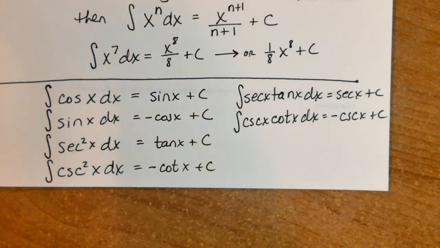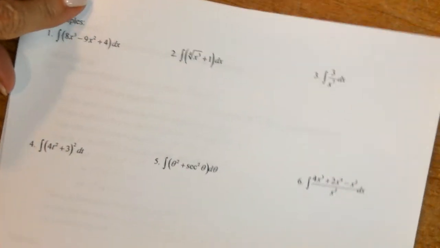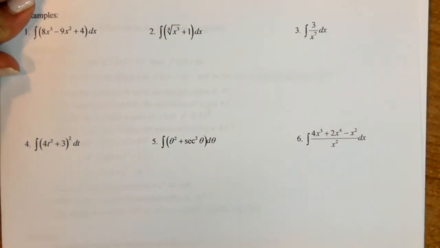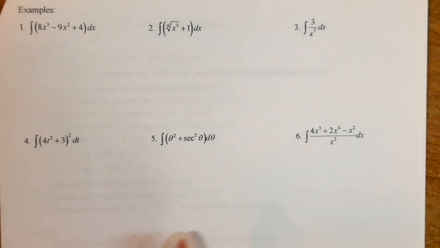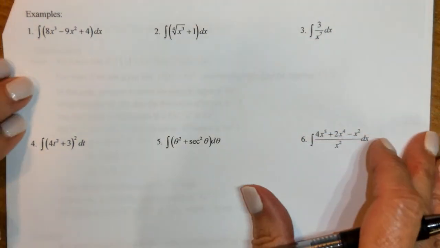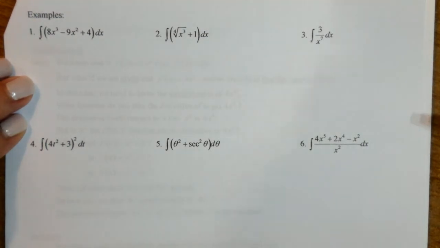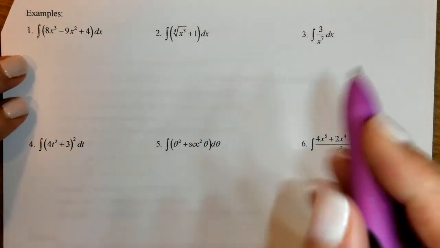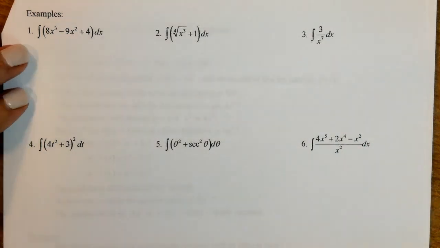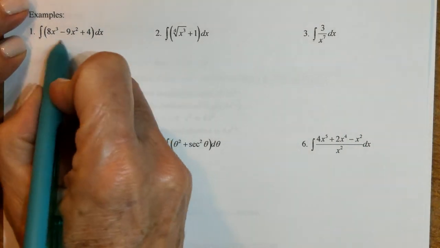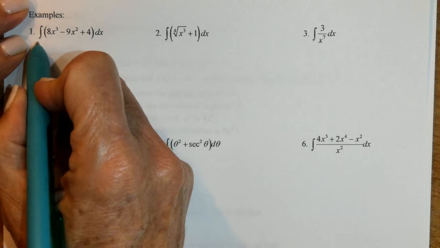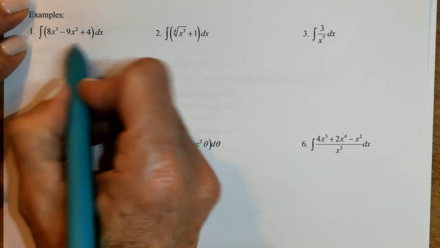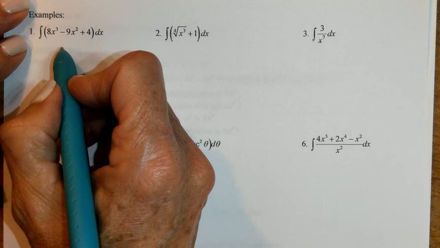All right, let's look at some more involved examples. So these are on your note sheet. Alrighty, number 1. Seems a little blurry here. Okay, number 1. Here's our function, and we're taking the antiderivative. The integral means antiderivative.